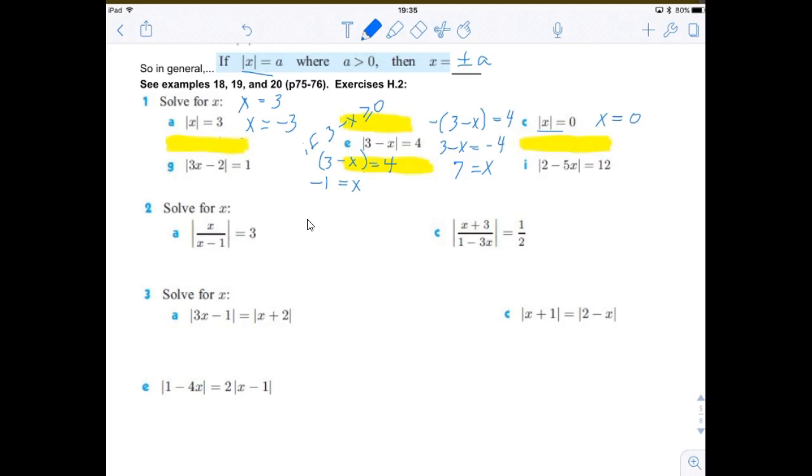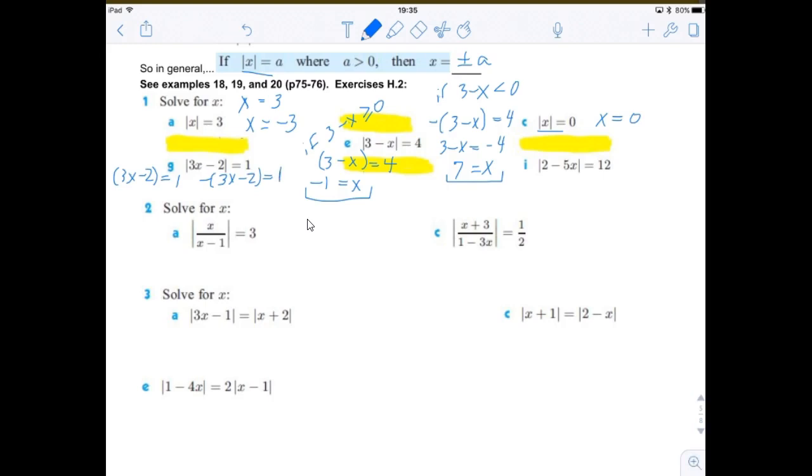So in that case, if 3 minus x is less than 0, then the solution is that x equals 7. Okay, so these are the two possibilities. X equals negative 1 or x equals 7. Let's go to G. It's a similar type of problem. Basically, we're going to have 3x minus 2 is equal to 1, or we'll have negative 3x minus 2 is equal to 1.